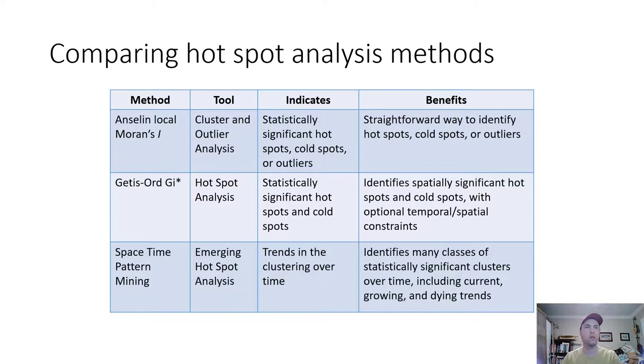I've got each of the tools I've discussed here in a table: Anselin Local Moran's I, Getis-Ord Gi*, and Space-Time Pattern Mining, which is known as the Emerging Hotspot tool. I won't go over these, this is just everything I just said, but this table may be useful for you if you need to refer back to the tools that were discussed.